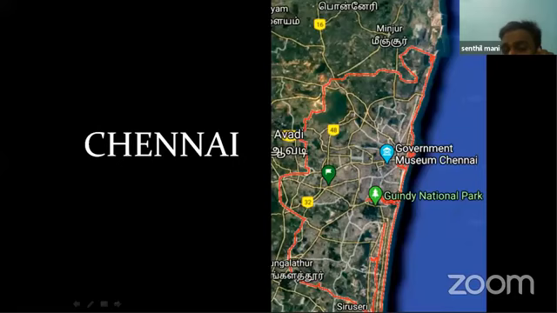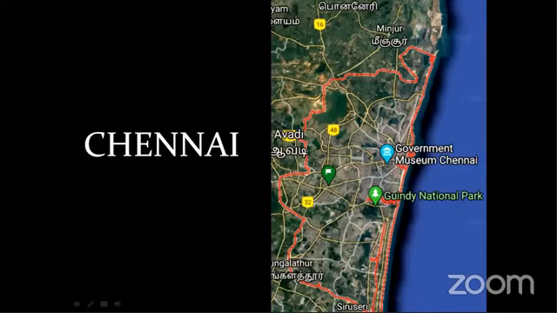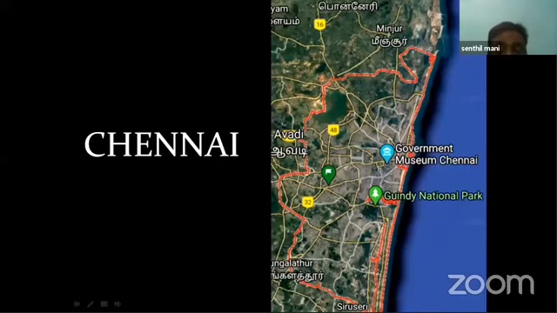So now, we move on to our urban model, Chennai. As we all know, a short brief on Chennai. Chennai is the 4th largest metropolis in India. It had an earlier area of 1184 square kilometers, and now it has been extended to 8,878 square kilometers.